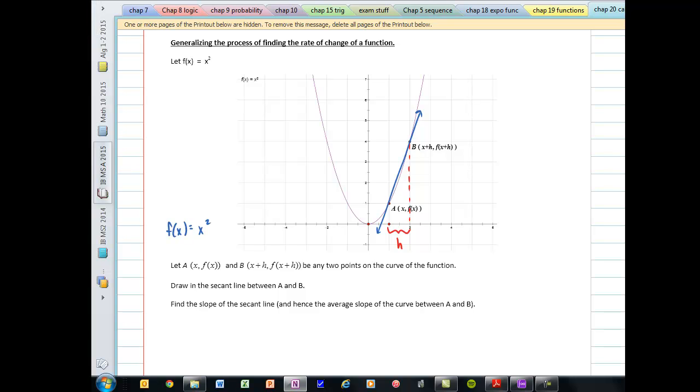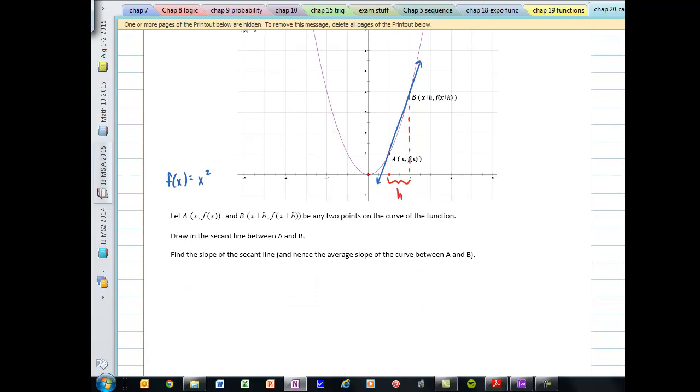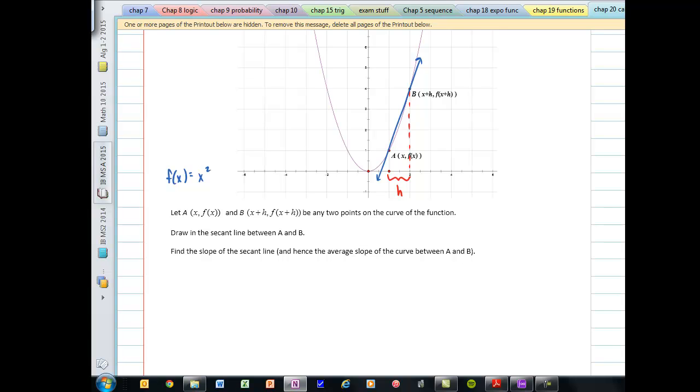So here we've got a curve, a quadratic, x squared, and we have a point A, which has the coordinates x and f of x, and we have a point B, which is a little bit away from point A, so it has the coordinates x plus h and f of x plus h. So we've drawn the secant line between those points A and B, and what we're going to do is find the slope of the secant line. Alright? Okay, so first we need 2 points, because in order to find slope we have to have 2 points.